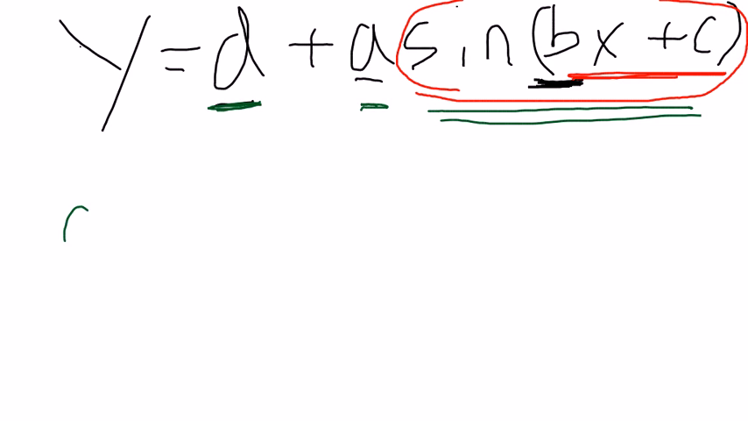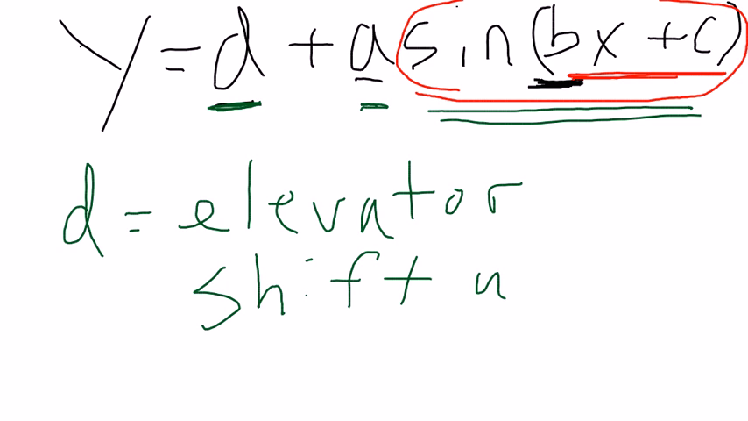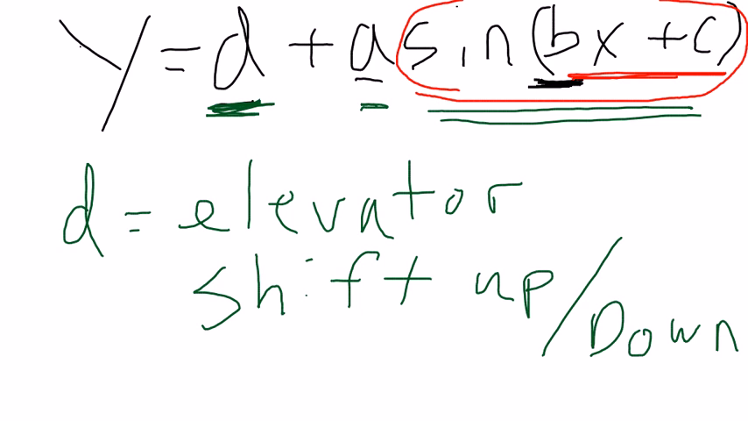D is like an elevator. It's just going to shift it up or down. So if it's positive, like 4, it's going to move this equation, whatever this is, up 4 units. Okay, if it's a -4, it's going to move it down 4 units.